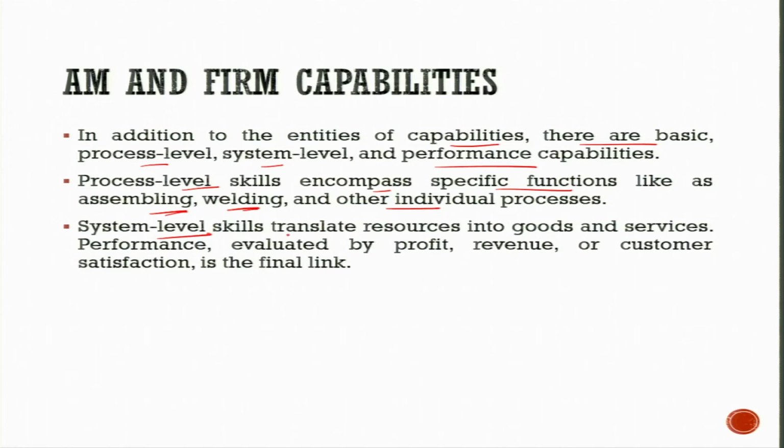System level skills translate resources into goods and services. The performance, evaluated by profit, revenue or customer satisfaction, is the final link. To understand the firm capabilities exactly, estimating costing also has to happen properly. For estimating costing, there are certain methods which I will try to explain now.